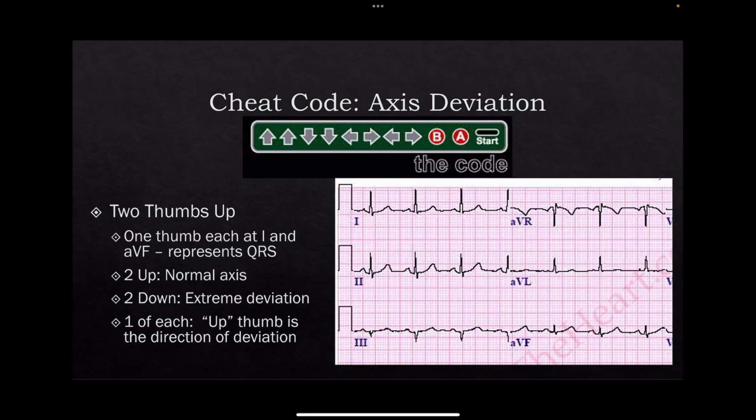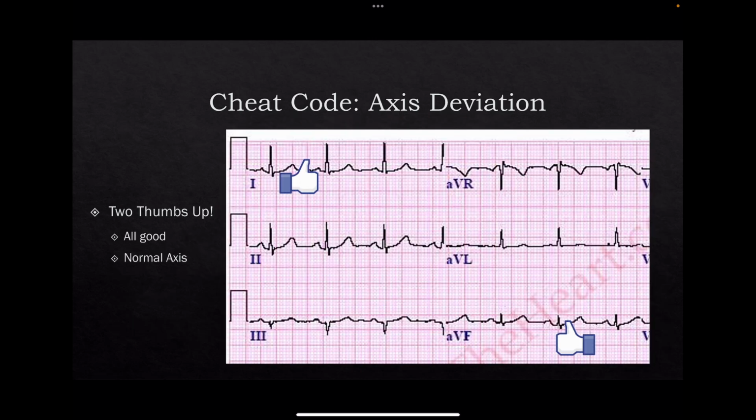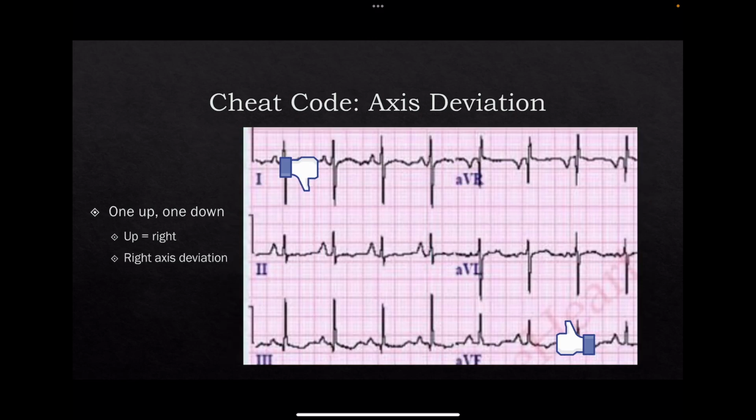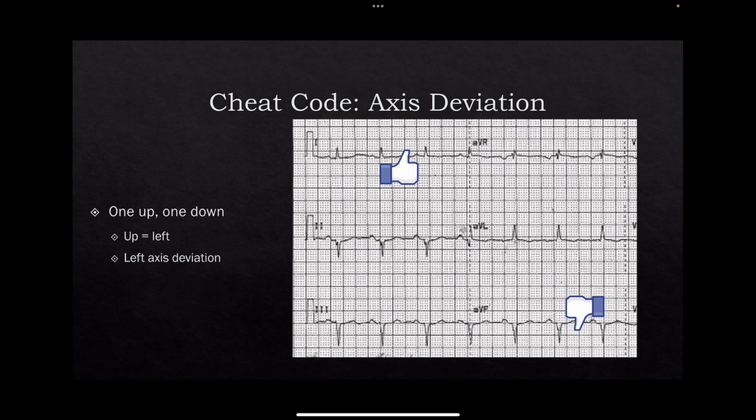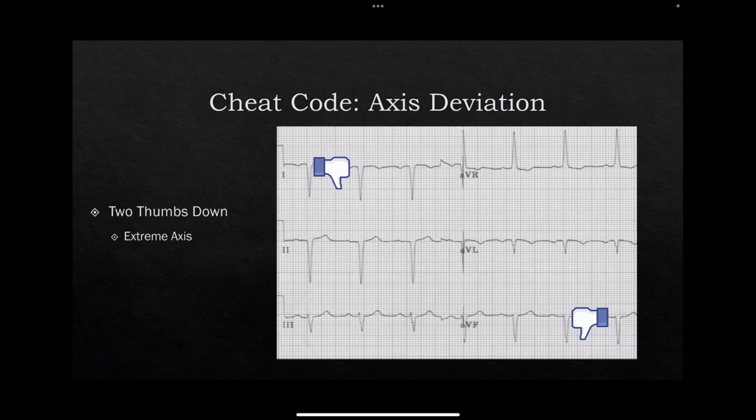Okay, so again, the whole 2 up, 2 down for the thumbs, this is the code. So this one, lead 1 is up, AVF is up. This is good, we're okay here. Everyone see that? Okay, lead 1 is mainly negative in this one. AVF is mainly positive, so this one is right axis deviation. In this one, lead 1 is positive, AVF is negative. This is your left axis deviation. And now they're both down, extreme right axis deviation.